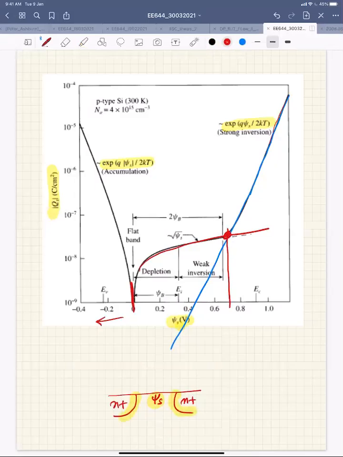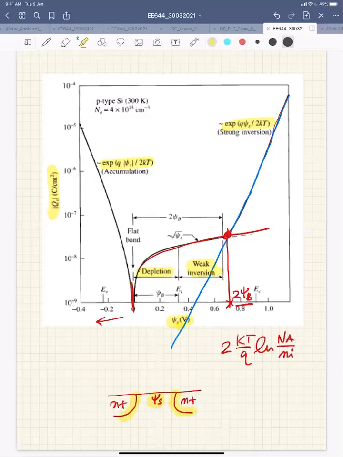And that point is mostly around 2 psi b, a little bit more than 2 psi b. So this is the 2 psi b that we discussed yesterday. 2 psi b is nothing but 2 kT by q ln Na by ni. Okay, and this part we call the depletion, and weak inversion, right? So weak inversion.